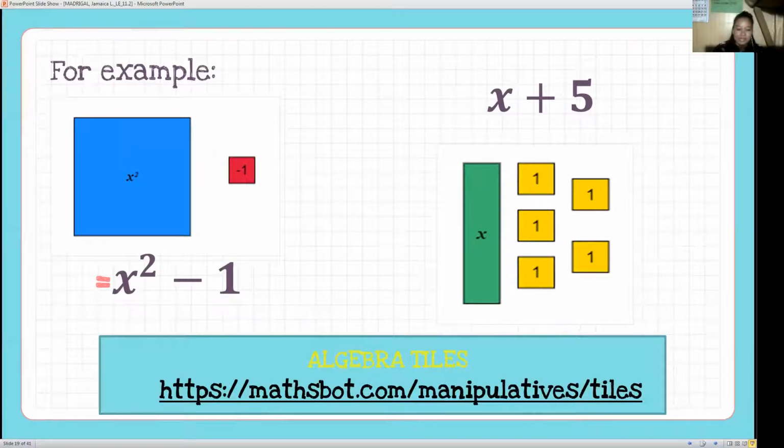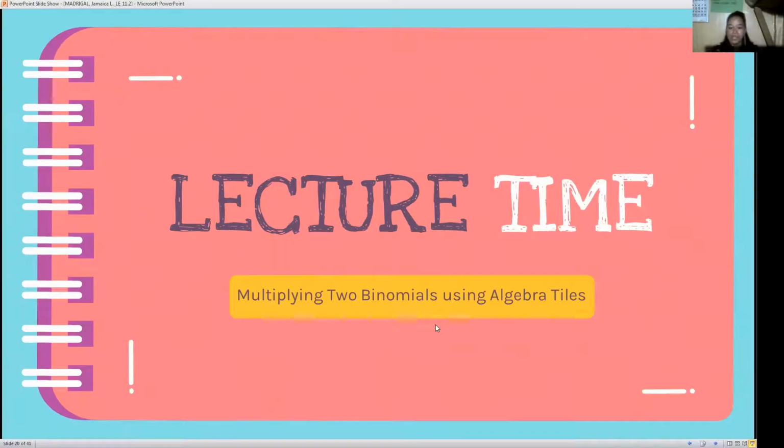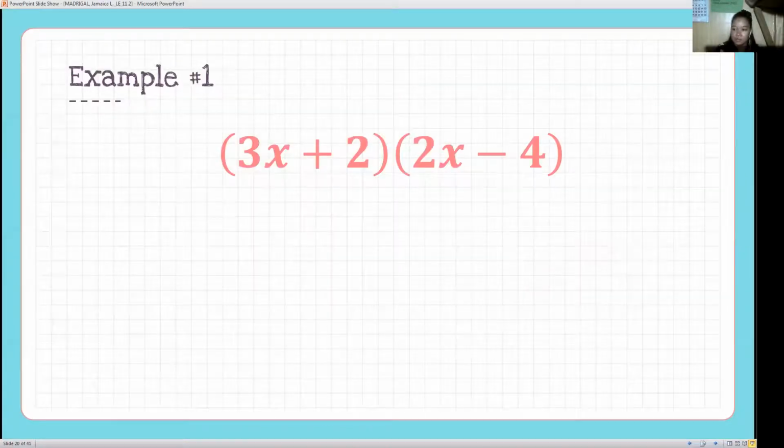Like what I've said, our lesson for today is about multiplying two binomials. There are many ways in finding the product of two binomials, but today we are just focused on two methods, which are using algebra tiles and the FOIL method. Let's start with multiplying two binomials using algebra tiles. So let's begin with this example. We have here 3x plus 2 multiplied by 2x minus 4.